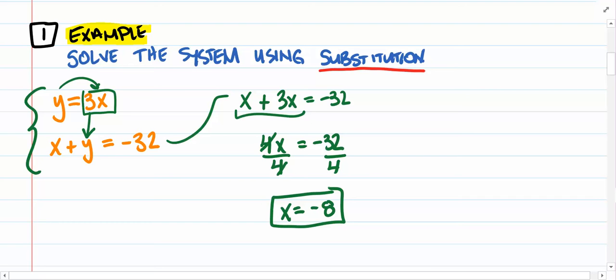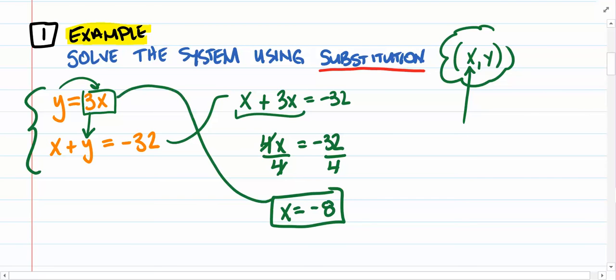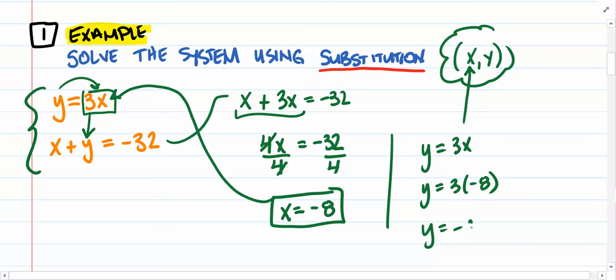Now that's only half of the solution, because remember, a solution to a system is an ordered pair x comma y. So I need this, and right now I only have half of it. So how do you suppose I get the other half? Well, I simply substitute it back into anywhere that I want and figure out what y is. I'm going to choose to do it in the first equation. So y is equal to 3x, but I already know what x is, so y is equal to 3 times negative 8. So therefore, y is equal to negative 24.